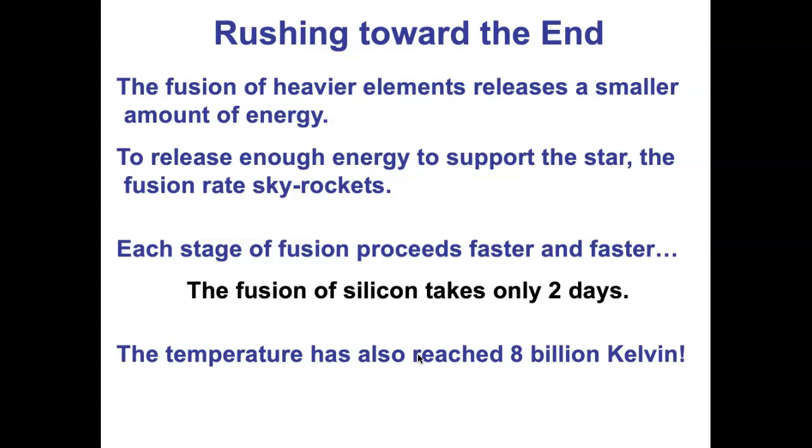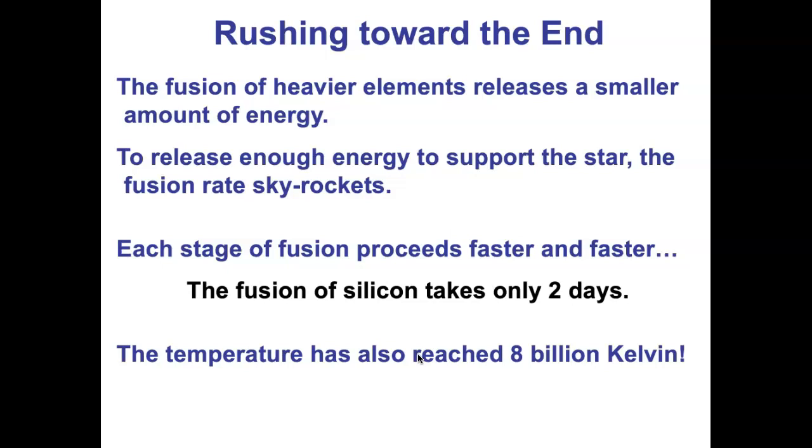Once that core is completely silicon, the temperature is insane. It's 8 billion Kelvin. And at 8 billion Kelvin, every silicon atom is slamming into every other silicon atom, and they're fusing into iron for the last 2 days of the star's life. It is fast and it is furious. This star is struggling to stay alive. It is trying to take any atoms that it can and slam them into any other atoms to squeeze out the last of the energy until the whole core has turned into iron.